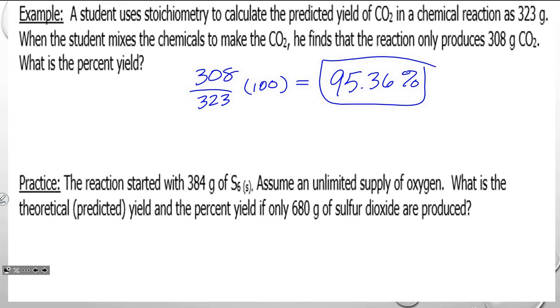Okay, so now in the bottom one, you'll notice that it's a little bit different here. The reaction started with 384 grams of S6. Assume an unlimited supply of oxygen. What is the theoretical predicted yield? So I have to find out what the yield is, and the percent yield if only this much sulfur dioxide was produced. So what's the first thing you think I need to make or do?